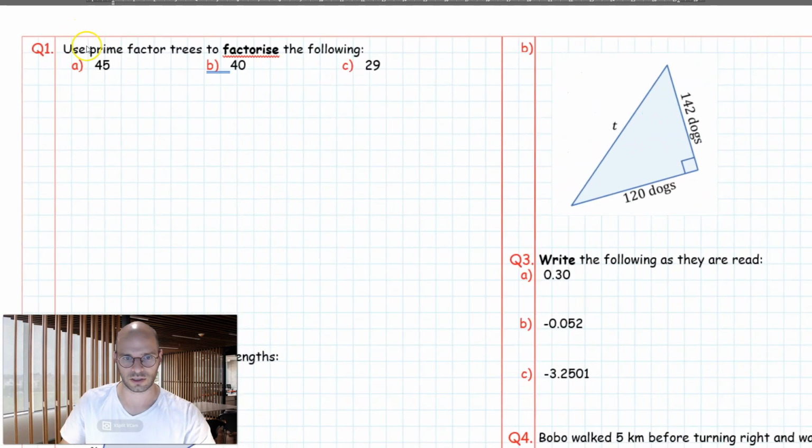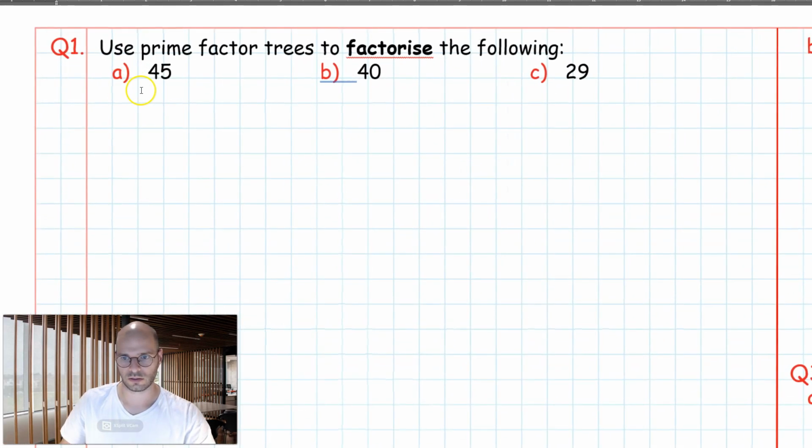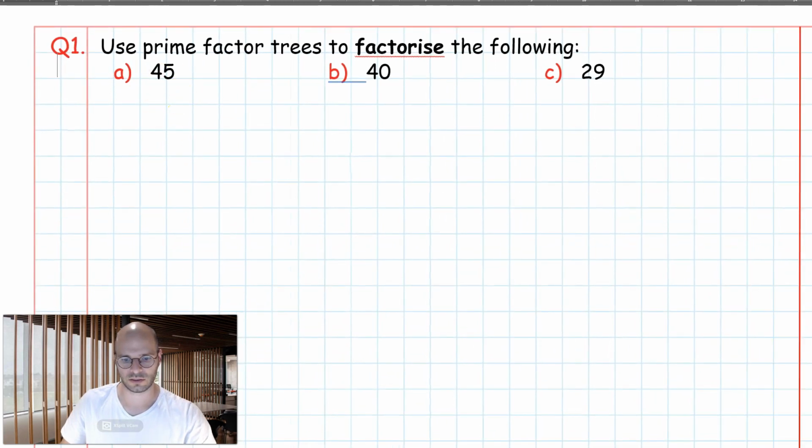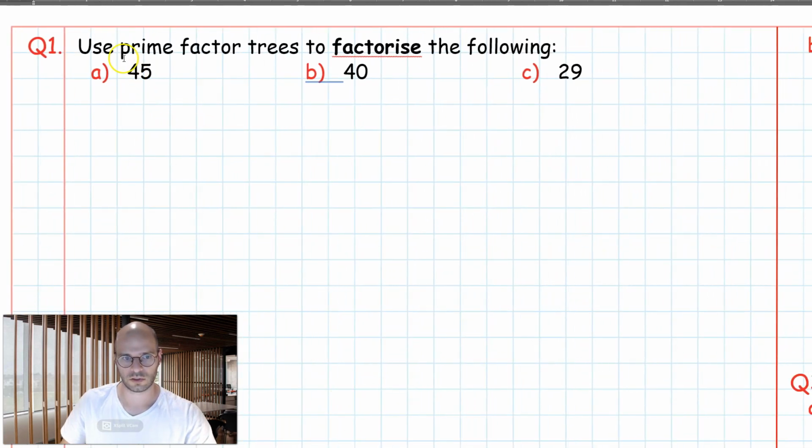Let's go to question 1. Question 1 is, use prime factor trees to factorize the following, the verb being factorize. So we need to break these numbers here into their prime factors.